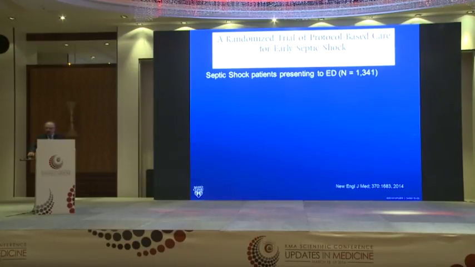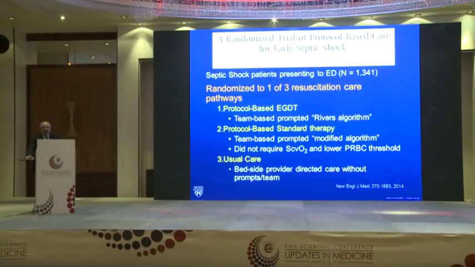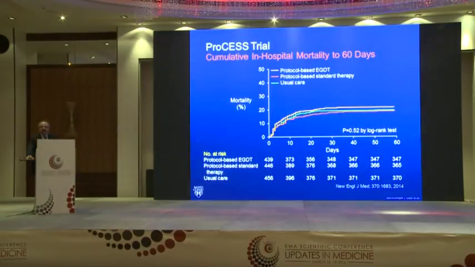1,300 patients were randomized into 3 groups. One was protocol-based early goal-directed therapy like Dr. Rivers' study. One was protocol-based standard therapy, which was everything apart from that last loop of measurement of oxygen saturation on the venous side, and usual care. They let physicians take care of these patients. This study did not show any mortality benefit. However, mortality for this group of patients was only 22%.